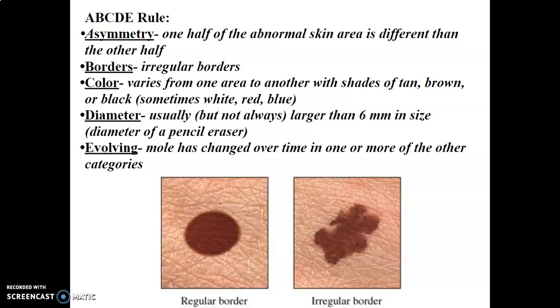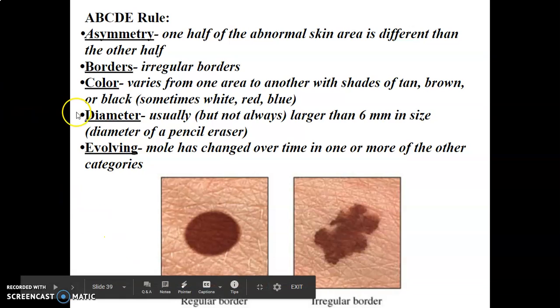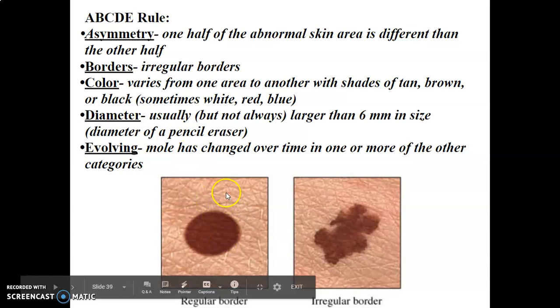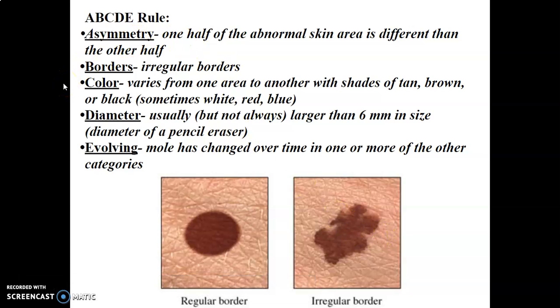We follow the ABCDE rule. It's just an acronym, for ABCDE of these words. Okay, let's go through them real quick. A stands for asymmetry. Asymmetry means that one half of the abnormal skin area is different from the other half. Look at this example. If you were to cut this in half, this side is very similar to this side. They would be symmetrical or near symmetrical. Here, on the other hand, no matter how you cut it, this side is going to be different from this side. If it's asymmetrical, it could be a sign of cancer.